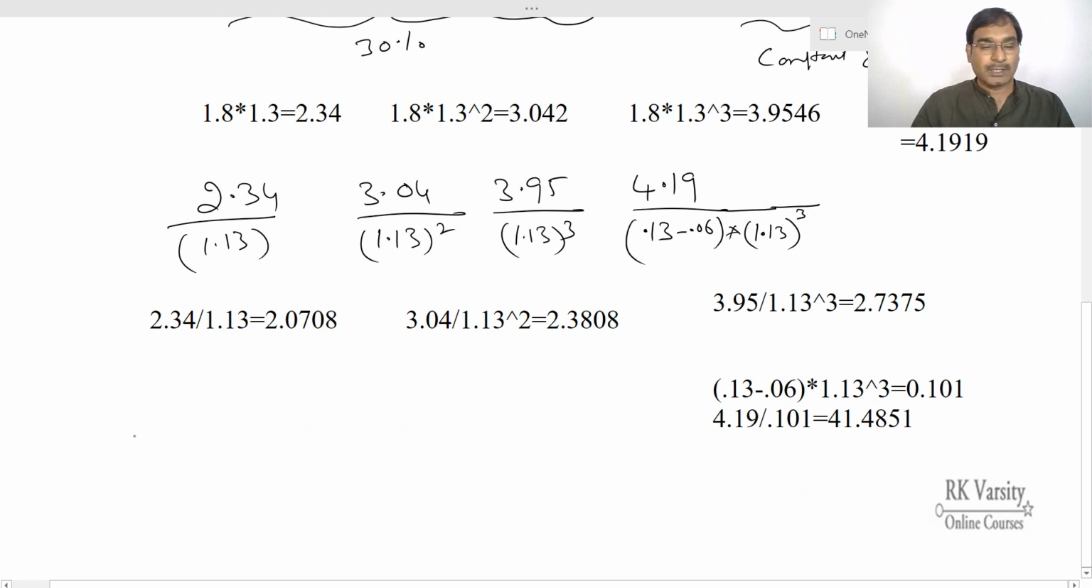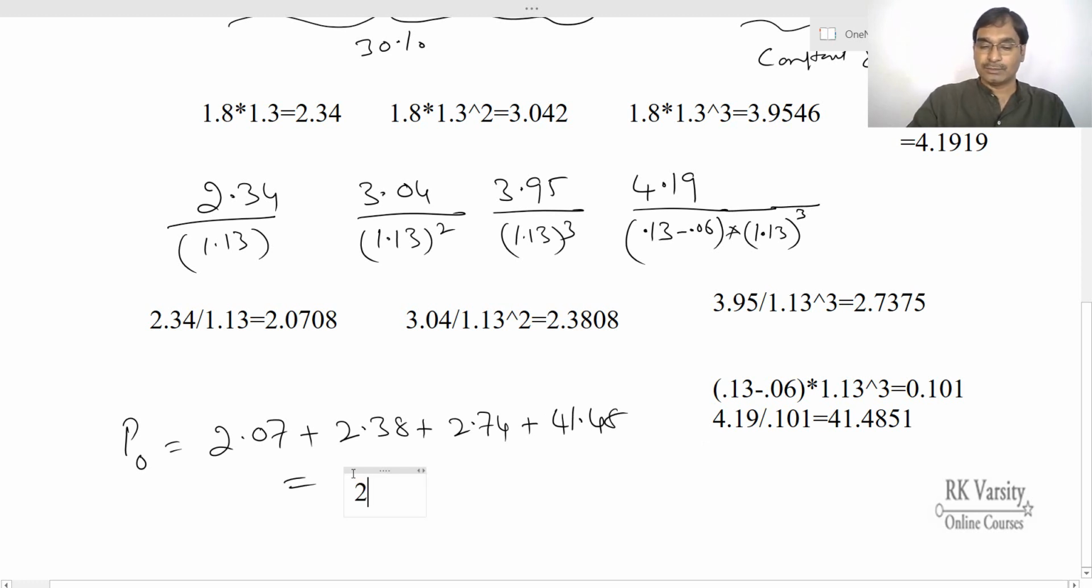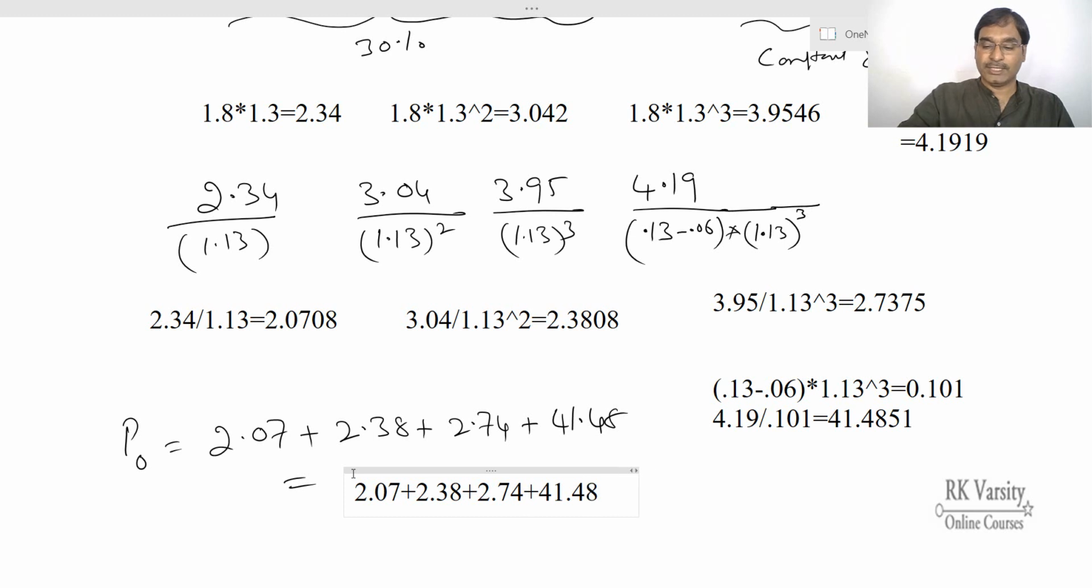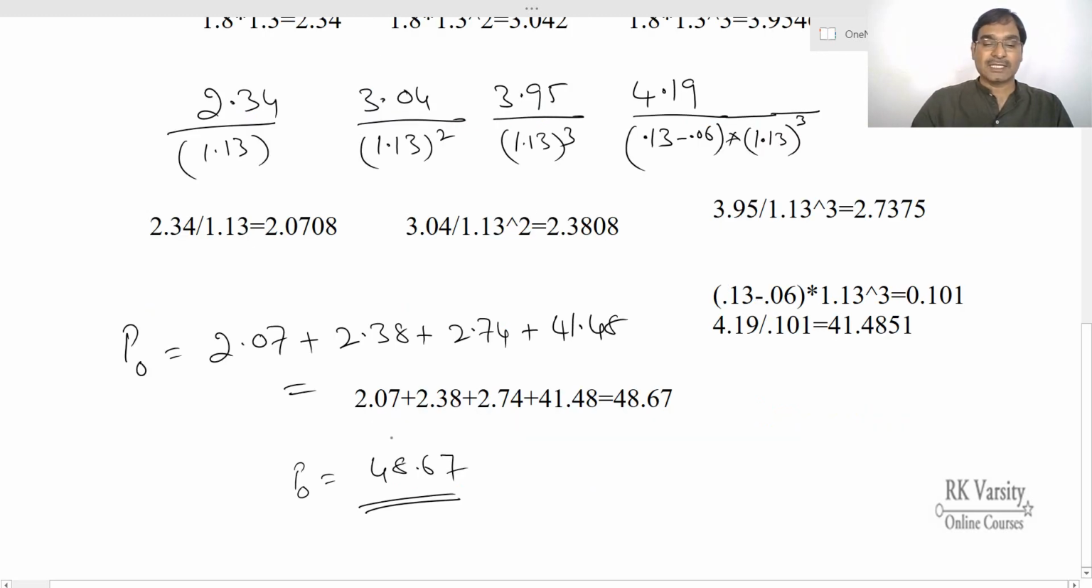So the price of the stock equals 2.07 plus 2.38 plus 2.74 plus 41.48. So this equals 2.07 plus 2.38 plus 2.74 plus 41.48. So the intrinsic value of this stock is $48.67.